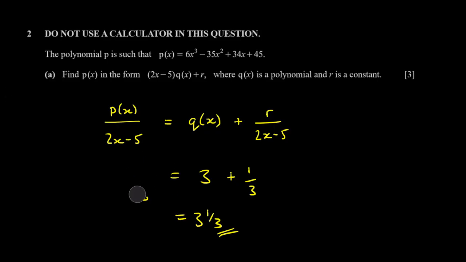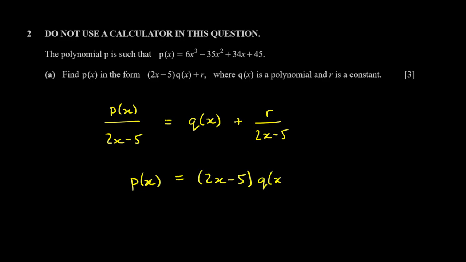Okay, now, if we were to take that line and rearrange it such that we multiply both the left and the right by 2x minus 5, what we would get is this. We would get p of x is equal to 2x minus 5 times q of x plus r. Right? Because if you think about it, if I multiply this by 2x minus 5, I just get the remainder r there. Now, that is this thing here.